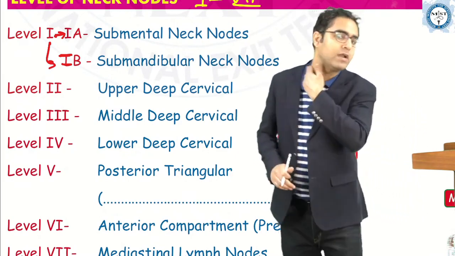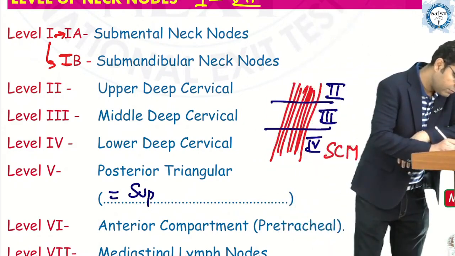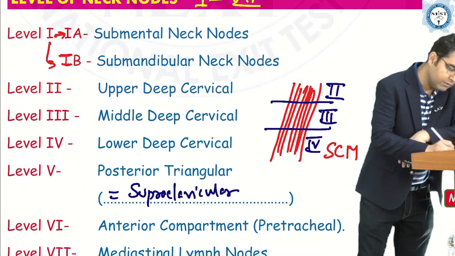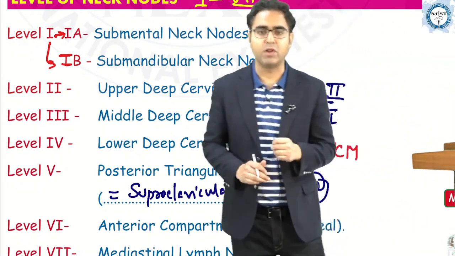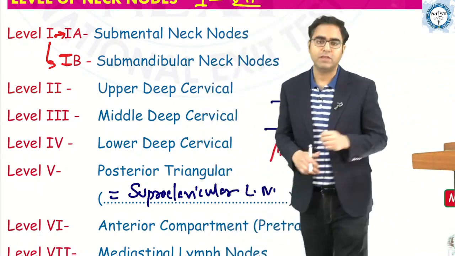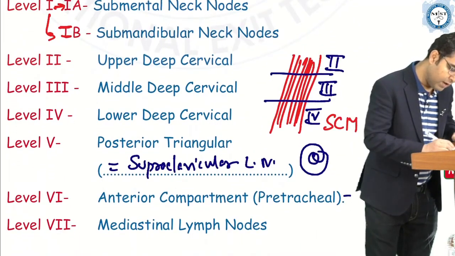Level 5 is posterior triangle. Posterior triangle is also called supraclavicular lymph node, beta. This is MCQ, beta. Posterior triangle also called supraclavicular lymph node. Level 6 is anterior compartment or pretracheal, also called Delphian lymph node, beta. Delphian.